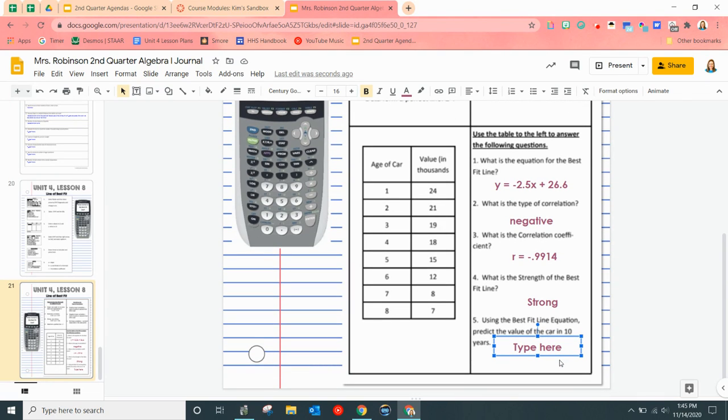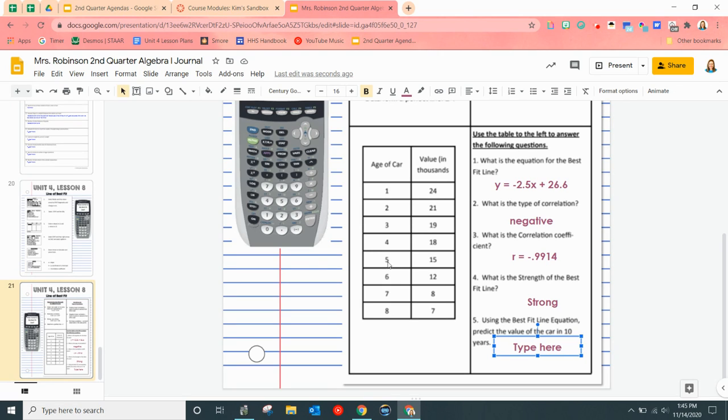Okay, so now we're going to use this to make a prediction. So we have this equation that predicts, like if we were to plug in 1 here for x, we did negative 2.5 plus 26.6, we're going to get about 24,000. That's what this equation is helping us find.